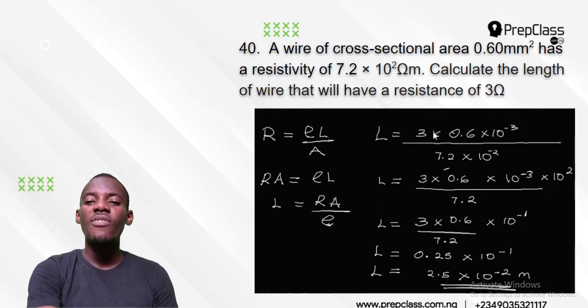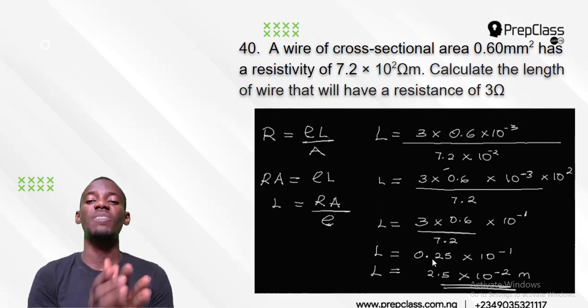Next, divide the numbers separately: 3 times 0.6 over 7.2. I first of all took the 10 to the power minus 2 up, and when it goes up, the sign changes from minus to plus. Then I divide 3 times 0.6 divided by 7.2, numbers only, which gives me 0.25. Then 10 raised to the power minus 3 times 10 to the power 2 is 10 to the power minus 1. So your answer is 0.25 times 10 to the power minus 1.